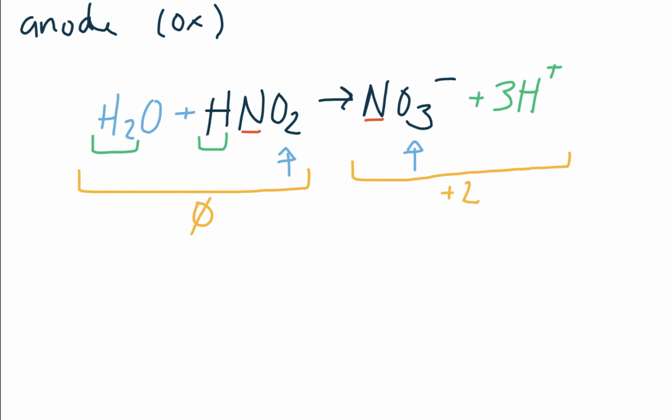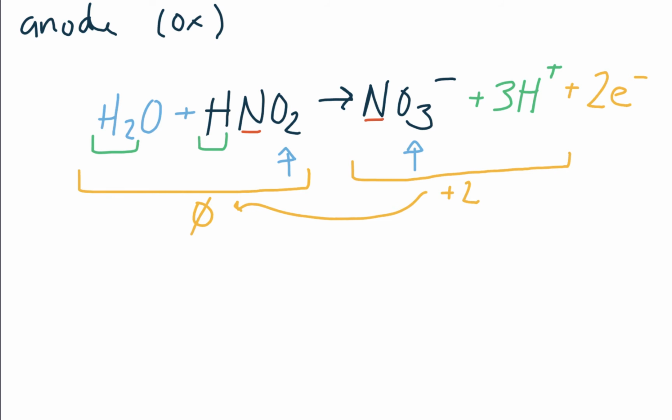We can only balance the charge by adding electrons, which have a negative charge. So you're always going to go to the side that is more positive and add as many electrons as make it the same as the other side. Since +2 is 2 higher than 0, we just need to add 2 electrons to make this electrically neutral. Now we have a balanced half reaction at the anode.